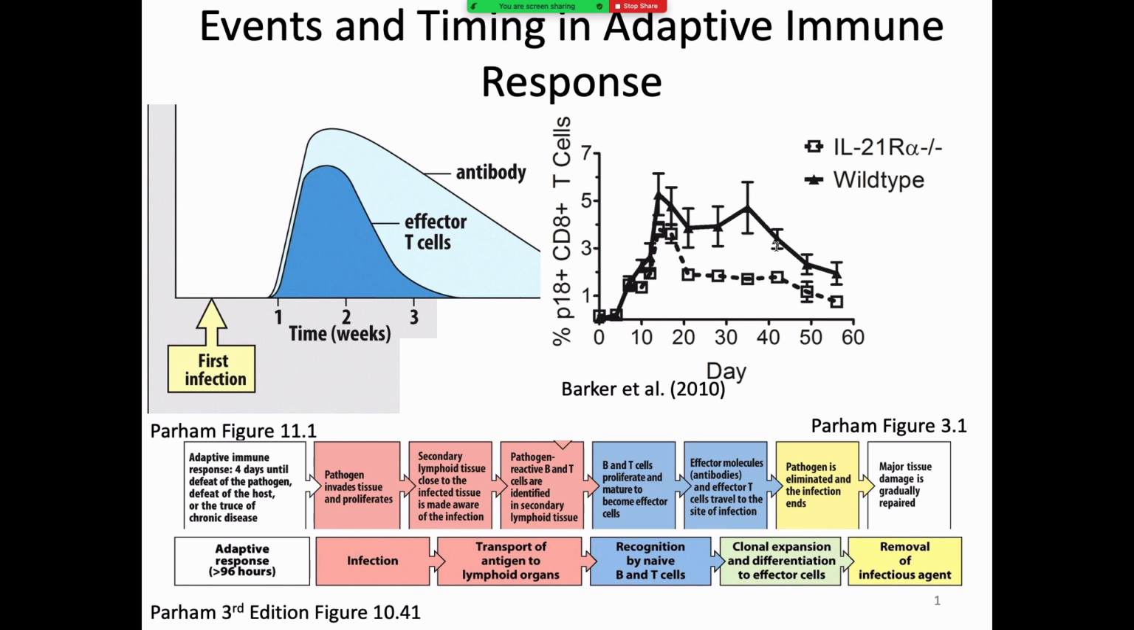Like I said, today we're going to be talking about the next piece of the events in the adaptive immune response, specifically in the T-cell immune response. So we saw the transport of antigens to lymphoid organs and the movement of T-cells to those lymphoid organs last time. And so today we're going to get to the recognition by that naive T-cell, and we're going to see specific details of the recognition of those T-cells.